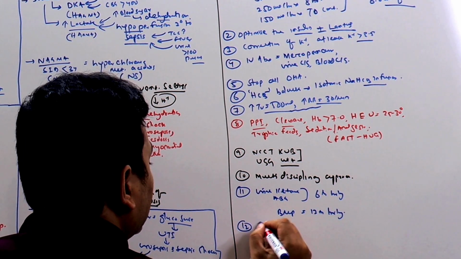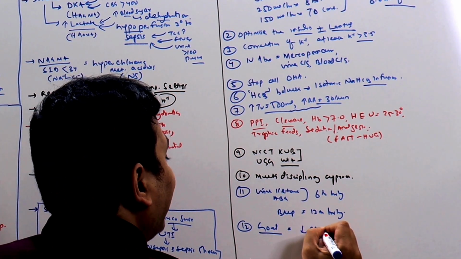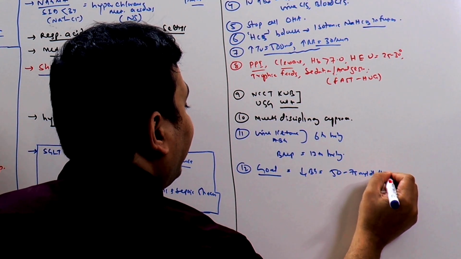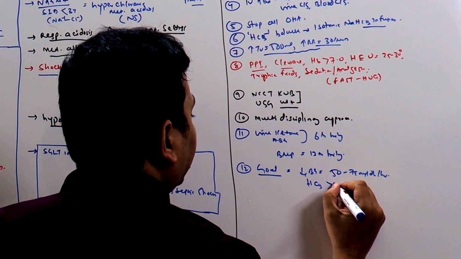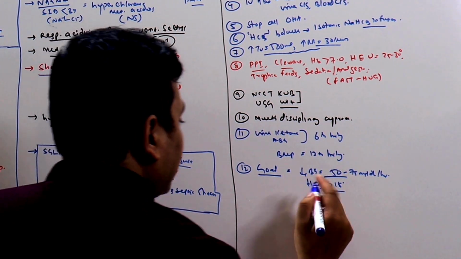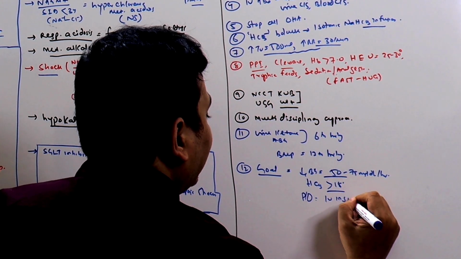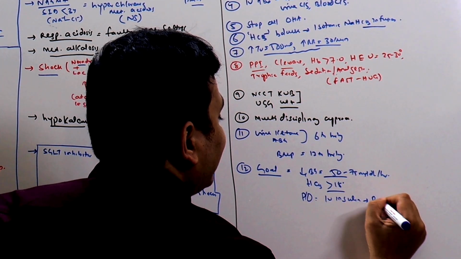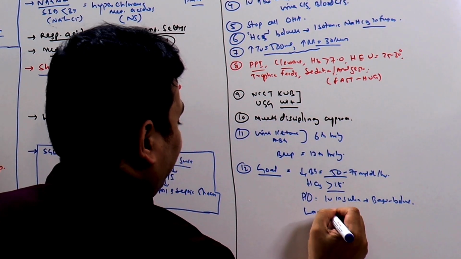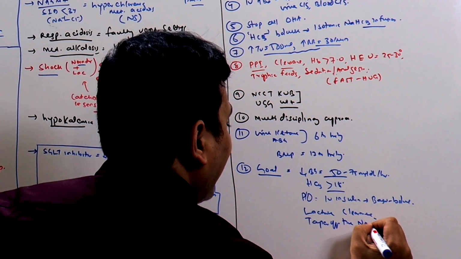Number 12 is goal. Our treatment goal will be to decrease the blood sugar by 50 to 75 mg per dl per hour. Bicarbonate to be increased more than 18. When this is achieved, the patient can take PO diet. We need to change IV insulin to basal and bolus. We need to look for the lactate clearance. We need to taper down the NORAD.